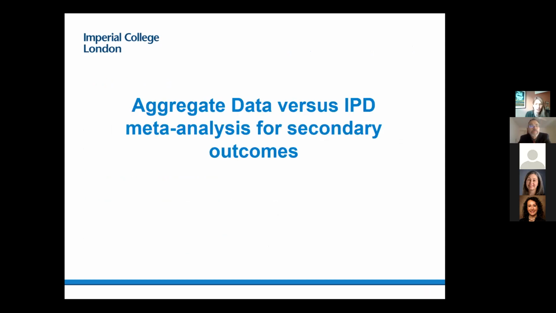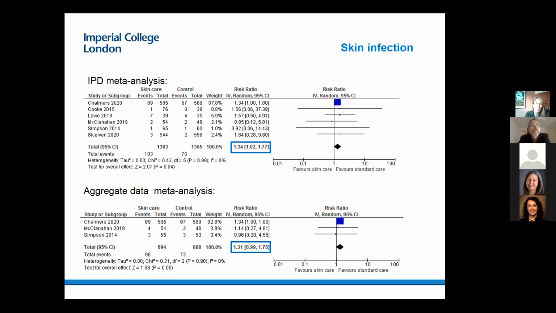Let's now look at the secondary outcomes. First up, we've got skin infections. In the IPD meta-analysis in the top figure, we had 6 trials included with a total of 2,728 participants, and they provided data on this outcome. They gave a pooled unadjusted risk ratio of 1.34 with a confidence interval of 1.02 to 1.77. So the lower limit for the confidence interval here isn't including 1. This is giving us a signal of harm here.